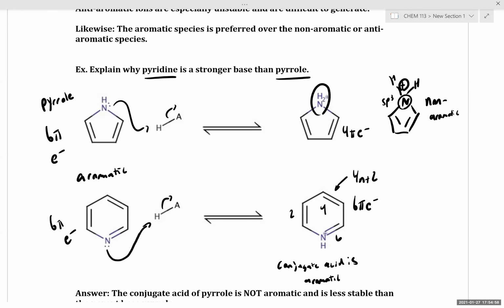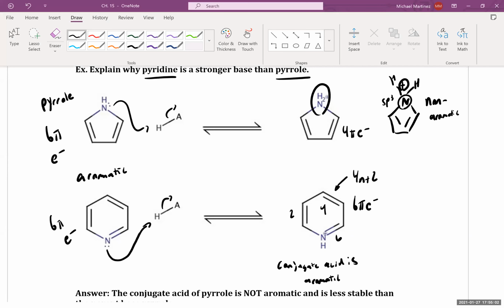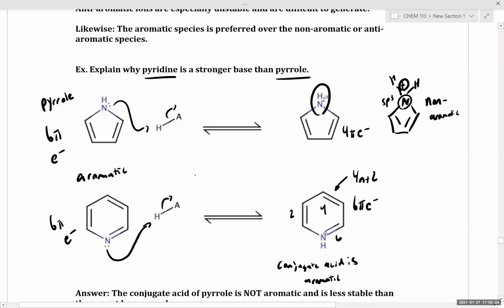Yes, thank you. Perfect. So then, what can we conclude from this? Well, we see very clearly that protonation of pyrrole breaks aromaticity. We can conclude that this non-aromatic system is not very stable.